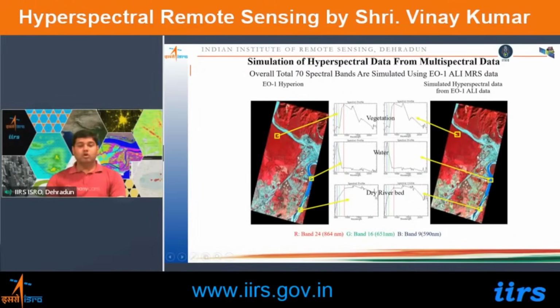Now we can go for hyperspectral data simulation also, if suppose we don't have hyperspectral data. This work was done by one of my students. Here we can see that we have simulated 70 multispectral bands from Advanced Land Imager multispectral data with the help of ground-based spectra and the multispectral data. You can see the spectral profiles are appearing more or less similar in this particular case.